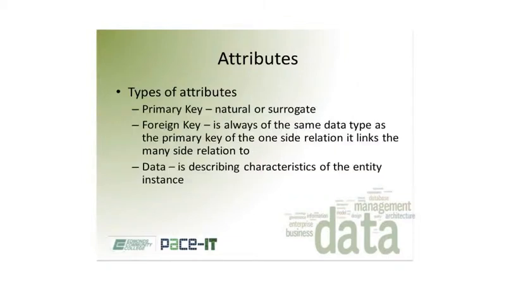We could categorize our attributes into different types. A primary key is a type of attribute. You'll only have one per table. It could be a natural key or a surrogate key. You'll have a foreign key perhaps. In every many-side table you will have a foreign key, which is always of the same data type as the primary key of the one-side relation it links the many-side relation to. And then the other columns will be data-centric columns, which will be describing characteristics of that entity instance.